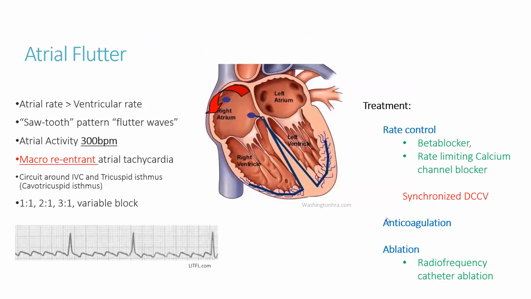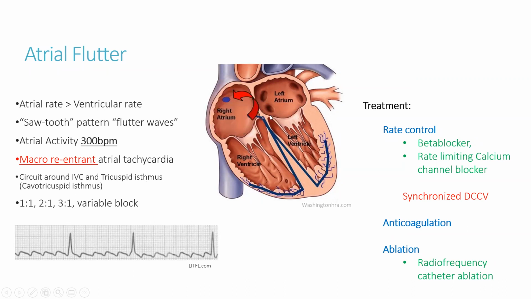So atrial flutter, the atrial rate is faster than the ventricular rate. You get your sawtooth pattern here, and you've got your atrial activity, which is going at 300 beats per minute. So you can see here that these atrial beats are almost within one big square. They're going at 300 beats per minute. And in this particular way to appreciate it, you've got a variable block going on here.